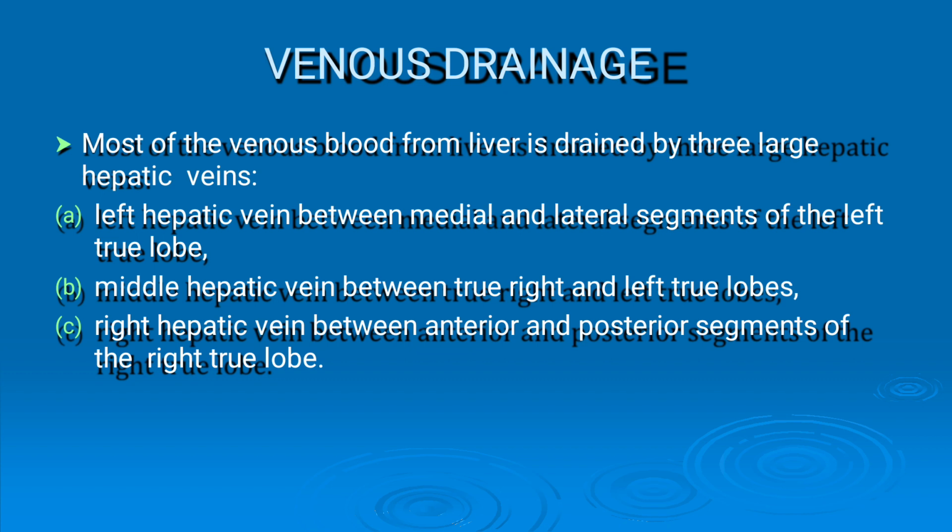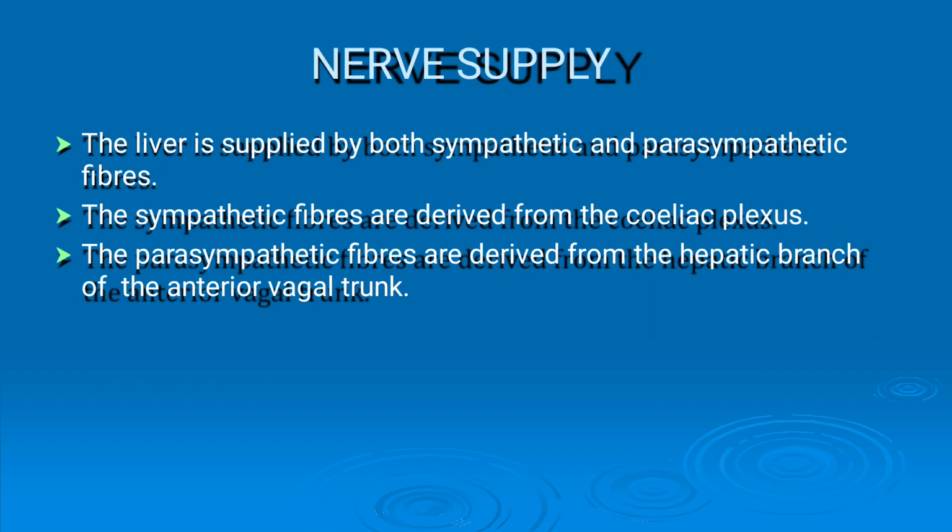Now we can move and discuss nerve supply. The liver is supplied by both sympathetic and parasympathetic fibers. The sympathetic fibers are derived from the celiac plexus. The parasympathetic fibers are derived from the hepatic branch of the anterior vagal trunk.